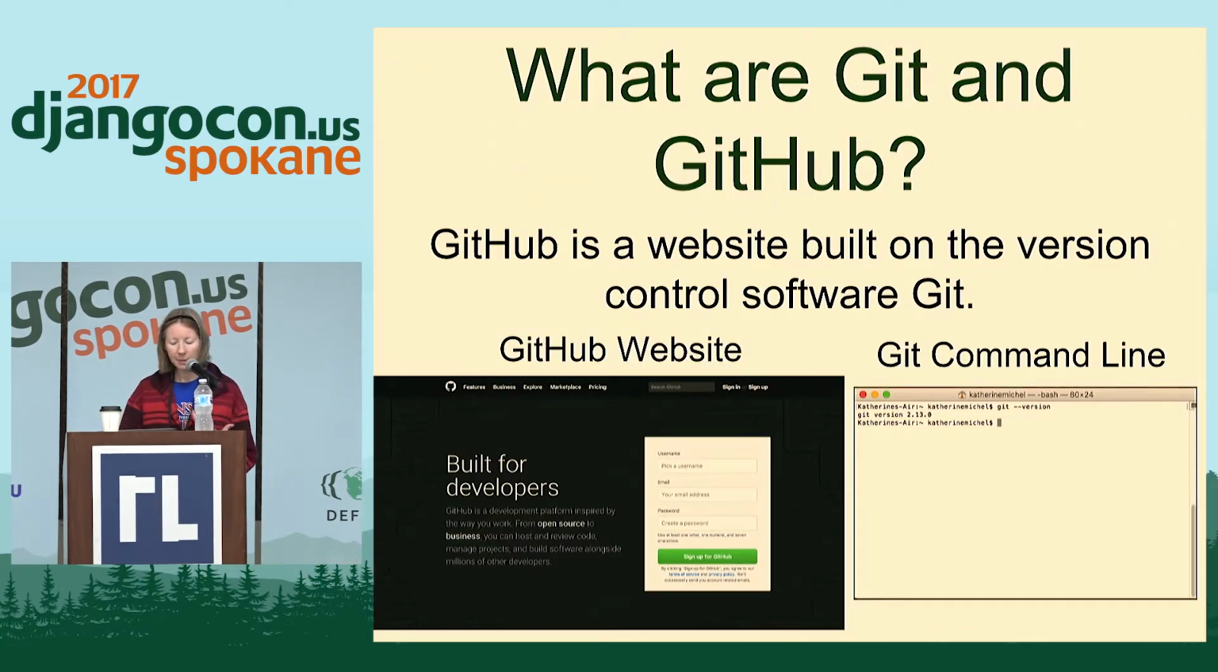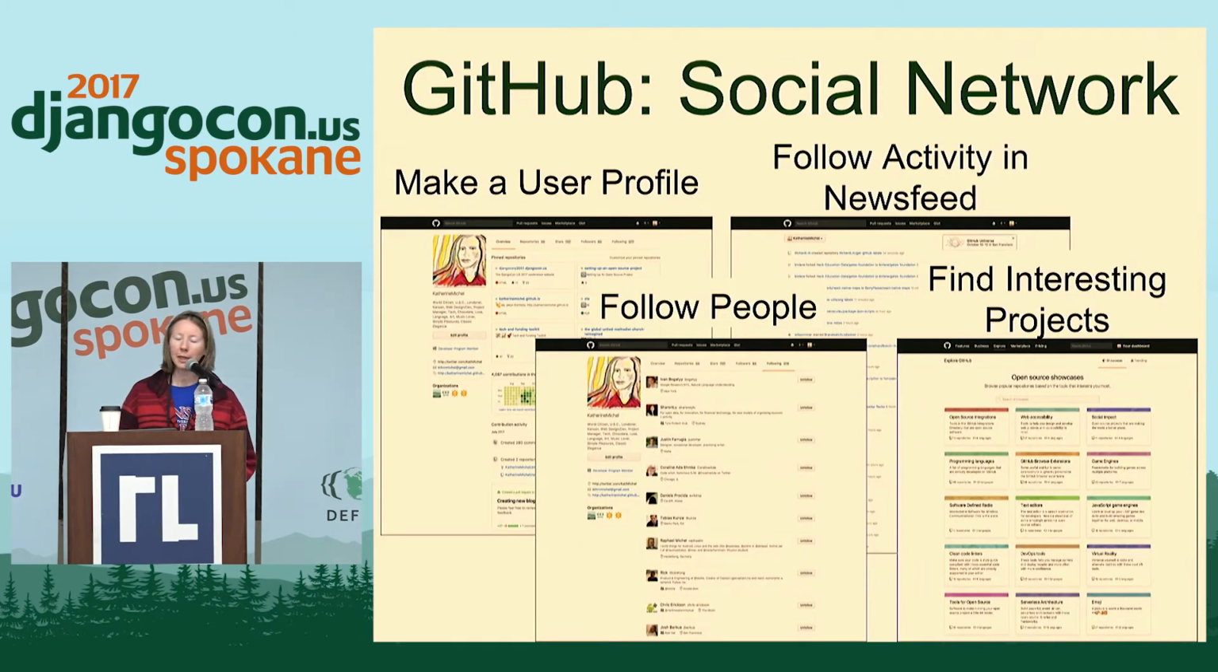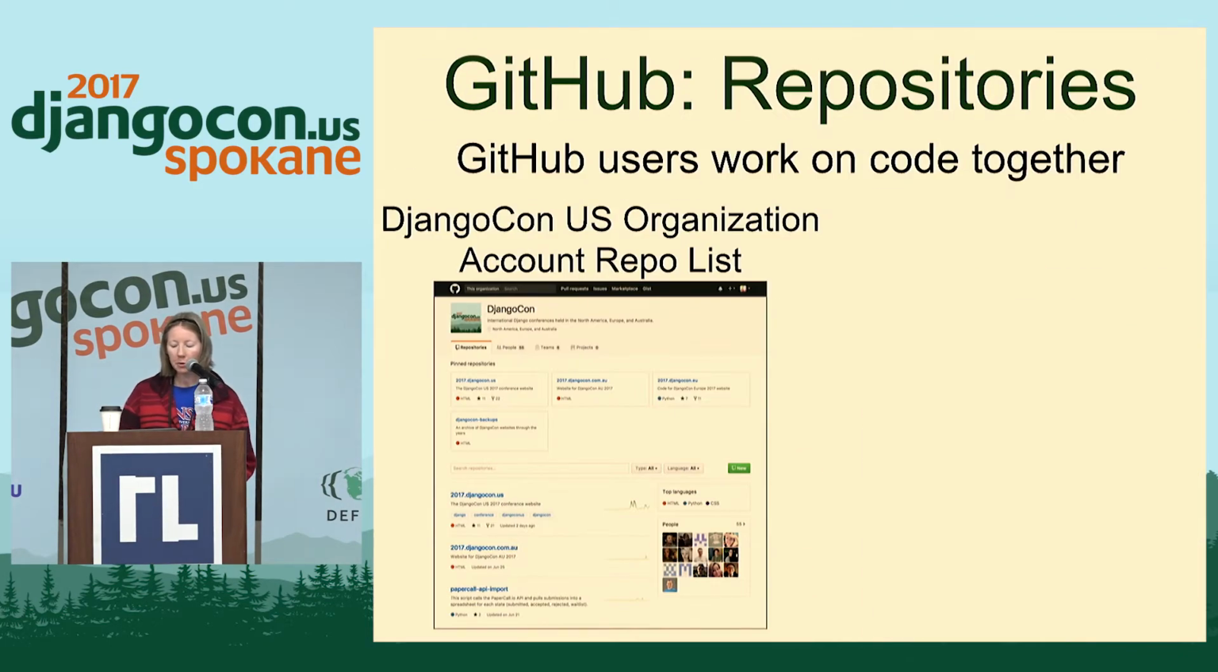So firstly, let's be clear about what GitHub and Git are. GitHub is a website built on the version control system Git. GitHub is a social network. You can make a user profile, follow people, follow their activity in your news feed, and find interesting projects. But the most important part of GitHub is that users can store and work on code together in repositories.